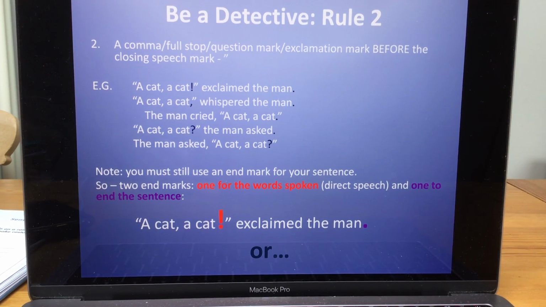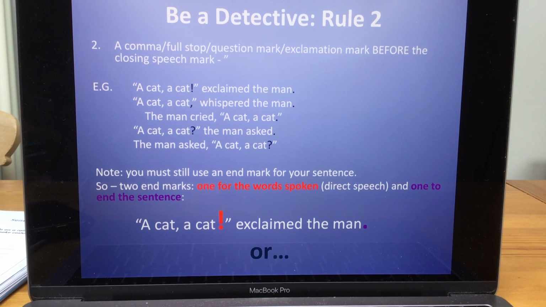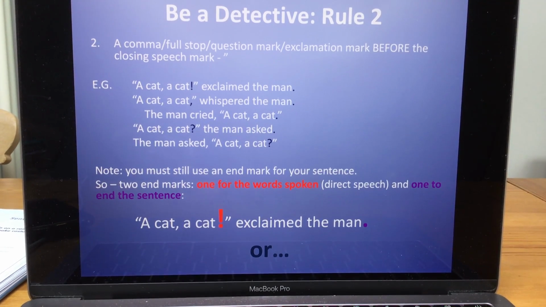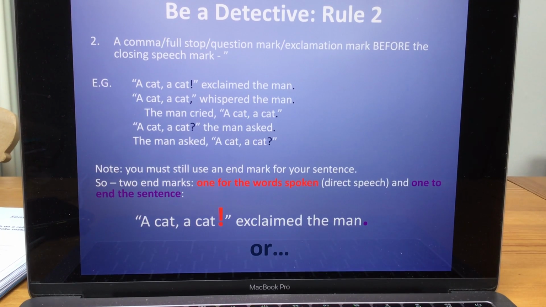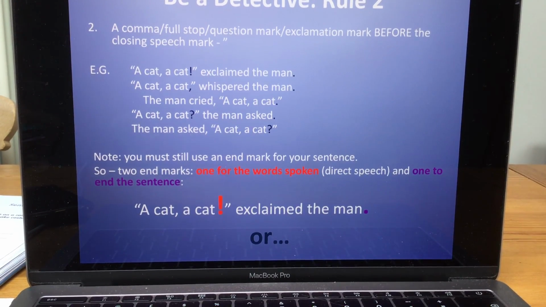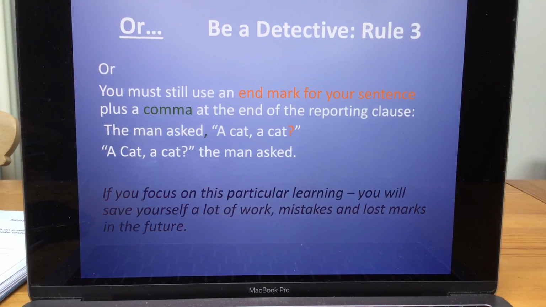For the speech, before the speech mark. So say to yourself right now, punctuation before the closing speech marks, okay? Just fix it in your head. Capital letter inside, punctuation inside. That's all you need to remember. That is so simple. Look through this.